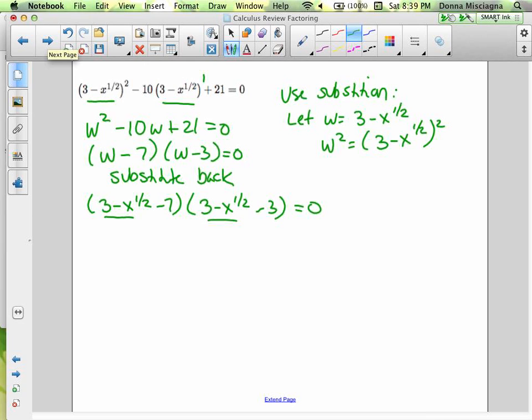So we have 3 minus 7, that's negative 4. So we have negative x to the 1/2 minus 4. And 3 minus 3 is 0, so negative x to the 1/2 equals 0. All right, so let's set our factors equal to 0. We have negative x to the 1/2 minus 4 equals 0, and negative x to the 1/2 equals 0.